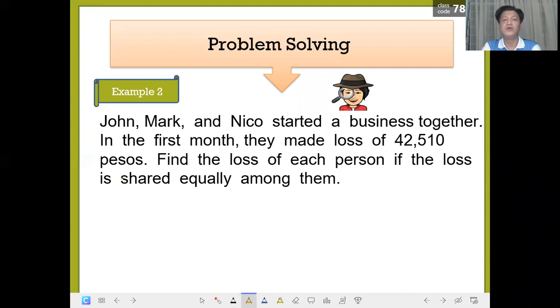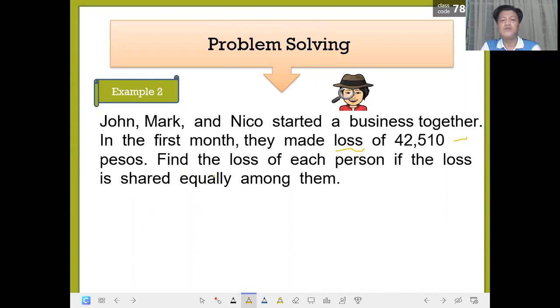Okay, next, number 2. John, Mark, and Nico started a business together. In the first month, they made loss of 42,510 pesos. Find the loss of each person if the loss is shared equally among them. Okay, we are going to analyze. The word loss refers to negative. Di ba? Negative yan. Nawala. Di ba? Kumbaga nawala. Nabawas.